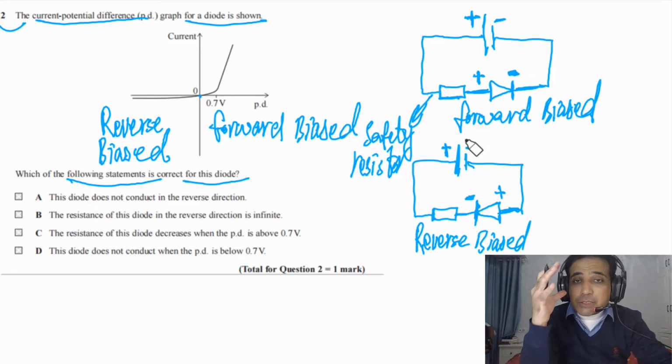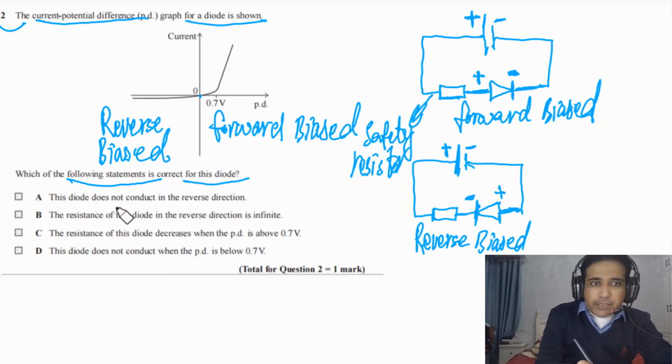So these are some basic points you need to understand about a diode. Now if you look at the given options, it is given to us that this diode does not conduct in the reverse direction, meaning in this direction.